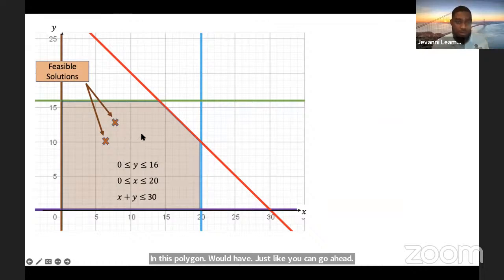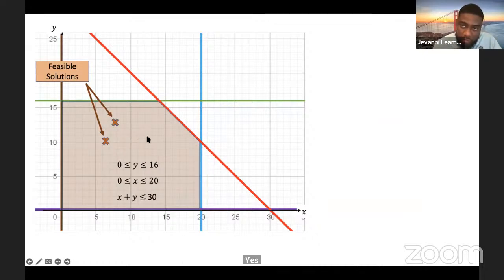Yes, it's easier because it has four vertices. All right, let's see if it actually has 4. All right, so thanks for that. So we have the feasible solutions.